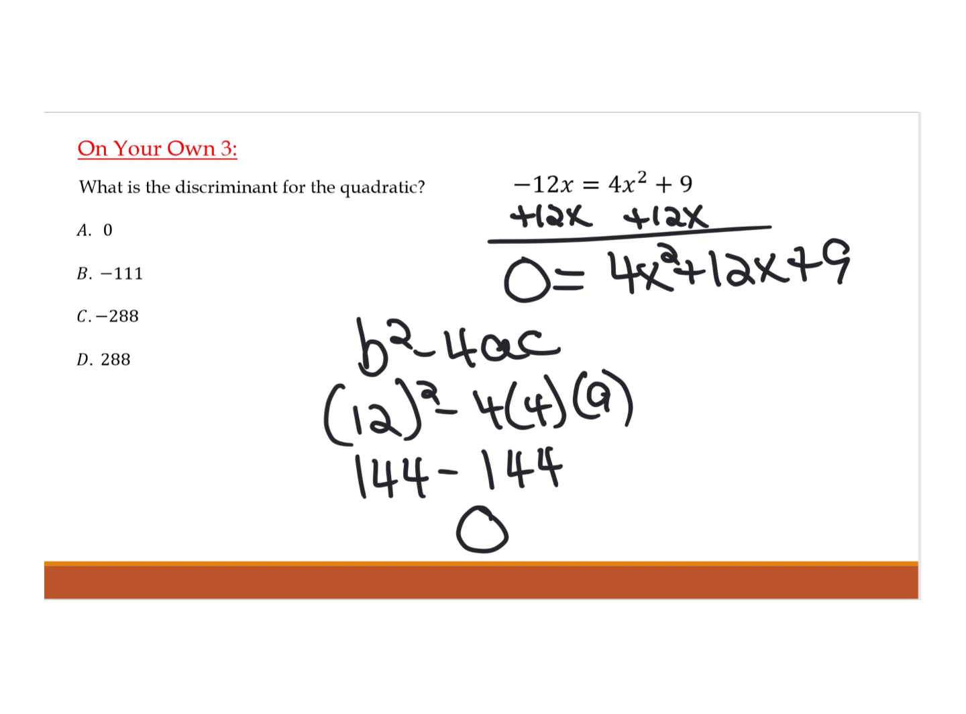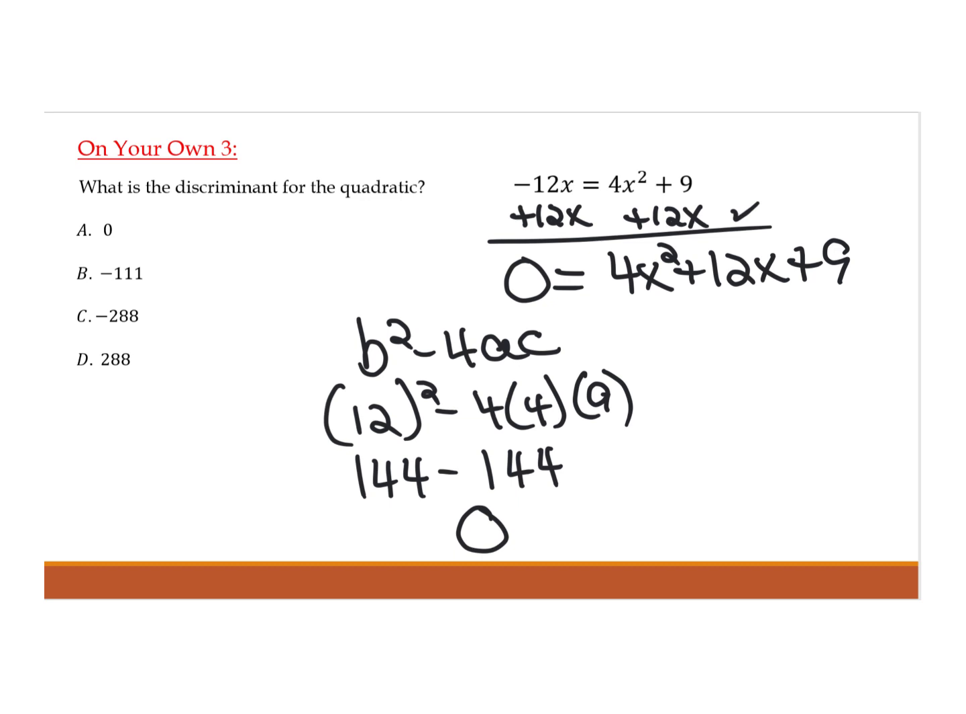All right, we're finding the discriminant for this particular quadratic. It is not equal to 0, so I'm going to make it equal to 0 by adding 12x to both sides. The left-hand side becomes 0. The right-hand side, I always want to make sure that my quadratic equation is in the proper order, in standard form. So I put the 12x in the middle, and it would be plus 9.